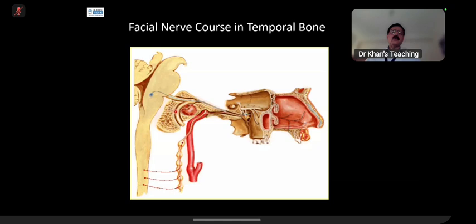And then it goes posteriorly, and then it goes vertically down. Where it goes vertically down, this is known as the mastoid portion of the facial nerve. It passes through the stylomastoid foramen and then goes into the parotid gland. At the parotid gland, it will give its terminal branches.